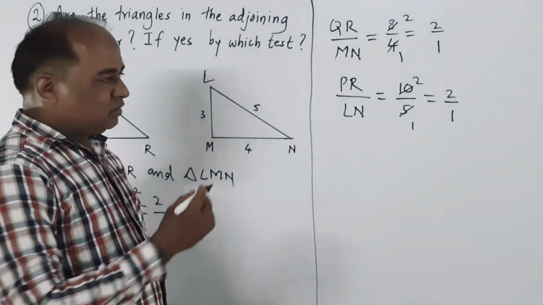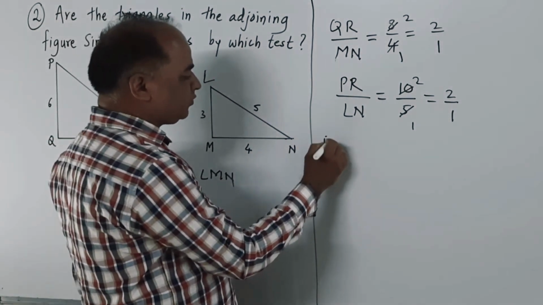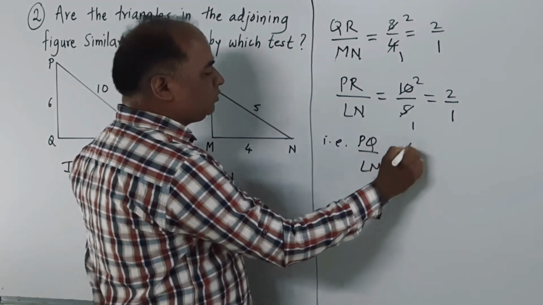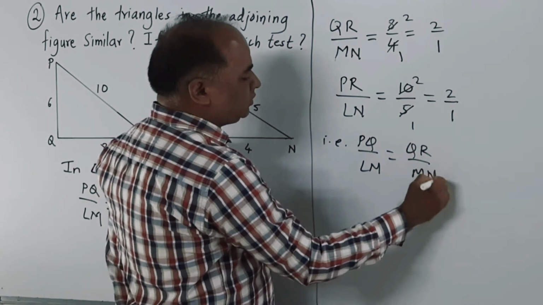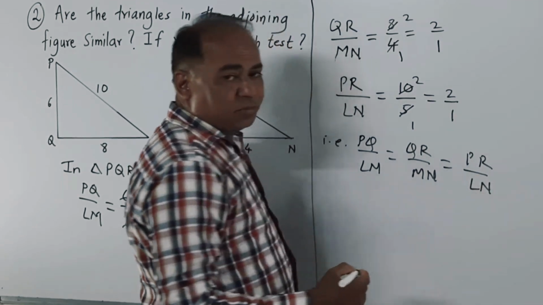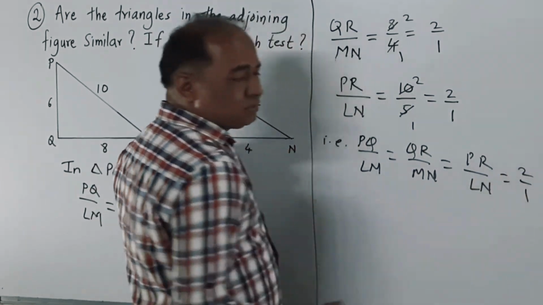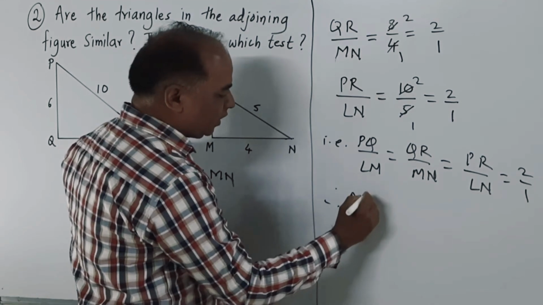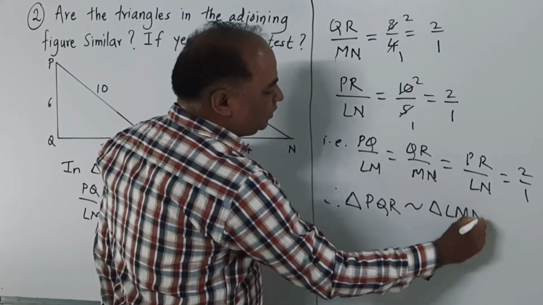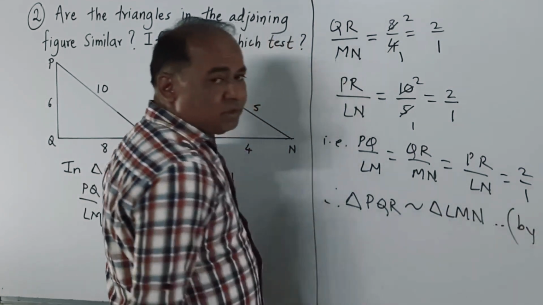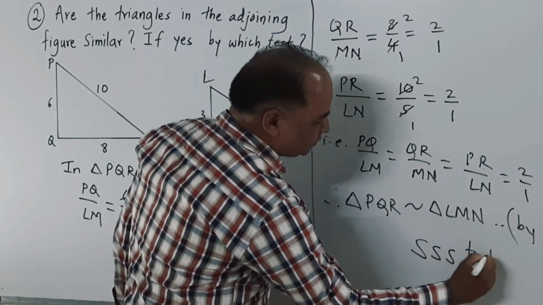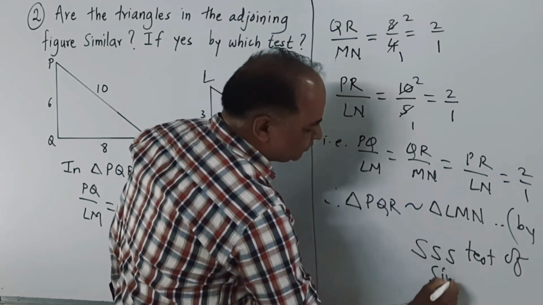All three ratios are equal, that is, PQ upon LM is equal to QR upon MN is equal to PR upon LN. The sides are in proportion, equal to 2 upon 1. Therefore, triangle PQR is similar to triangle LMN by the side-side-side test of similarity, SSS test of similarity.